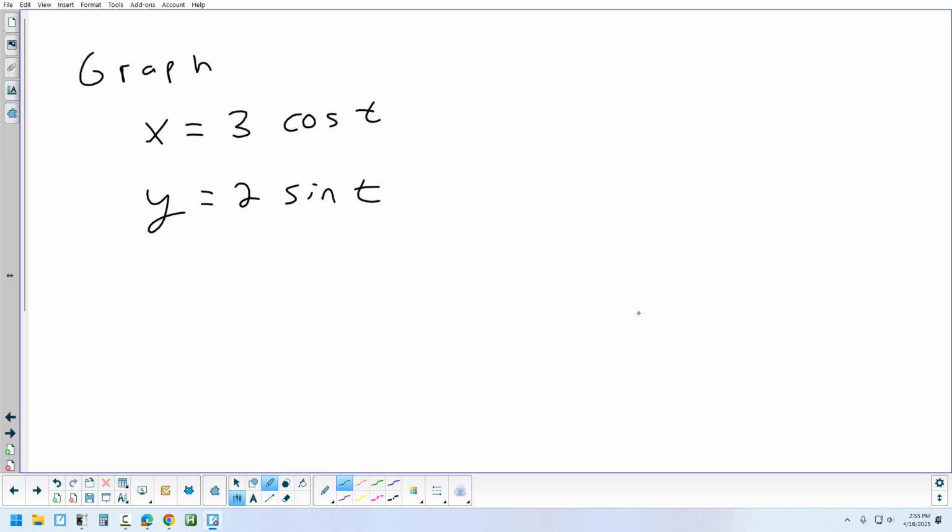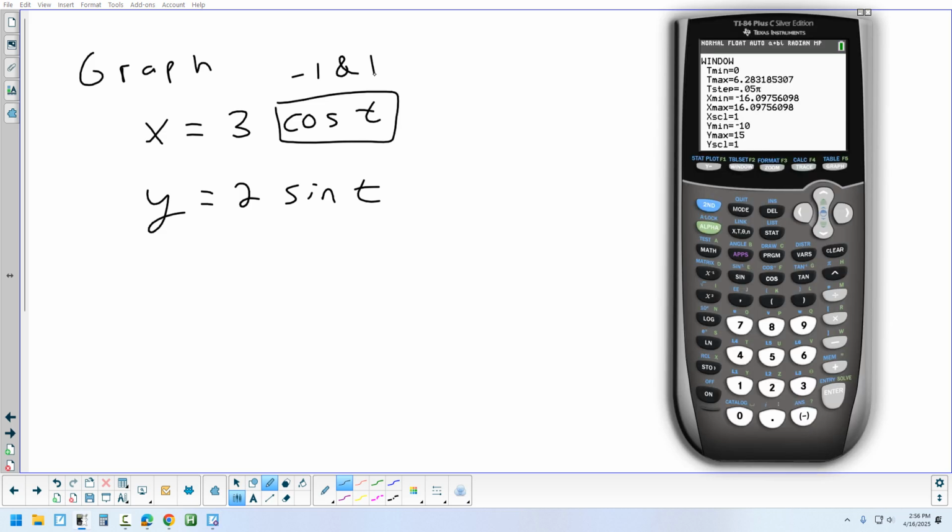For cosine, what's the biggest and smallest that cosine will ever be for its range? Yeah. 1. 1 is the biggest. The smallest would be negative 1. Okay, so cosine is always between -1 and 1. So if you triple that, that means your x is always going to be between what number and what number? Yeah? -3 and 3. Your x is going to be between -3 and 3. So I would do an x min and max. I wouldn't do that. That's too much. Let's do like -4 to 4.